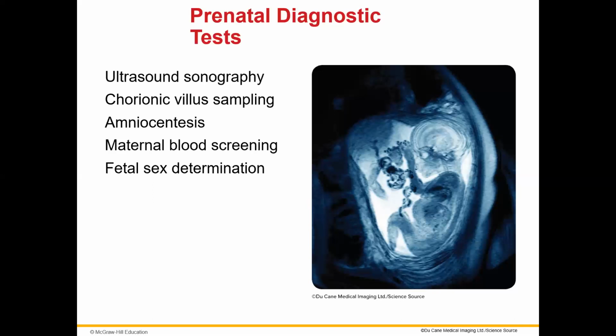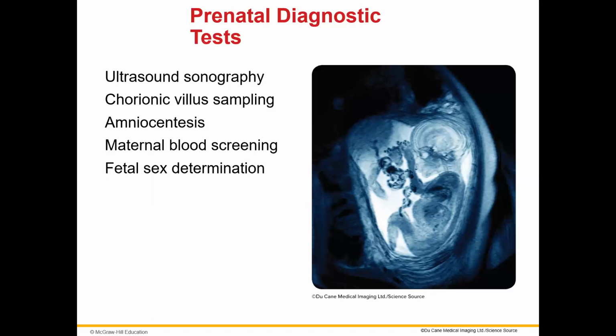So why one versus the other test? The chorionic villus sampling has the advantage of being an earlier test, but it is somewhat riskier. So it depends on how critical the knowledge is to learn about the developing fetus.